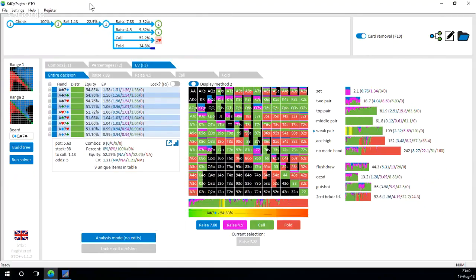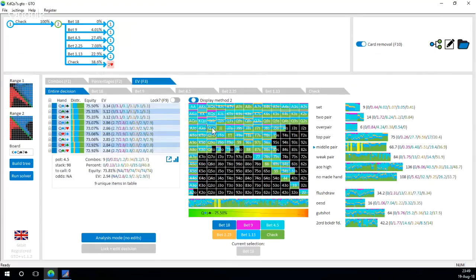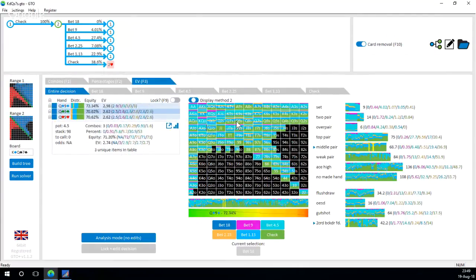So here we can change all these, like a queen jack and like a queen 9 type hand, right? So these are like our very thin value bets. Instead of checking back these most of the time, we can just bet them most of the time.